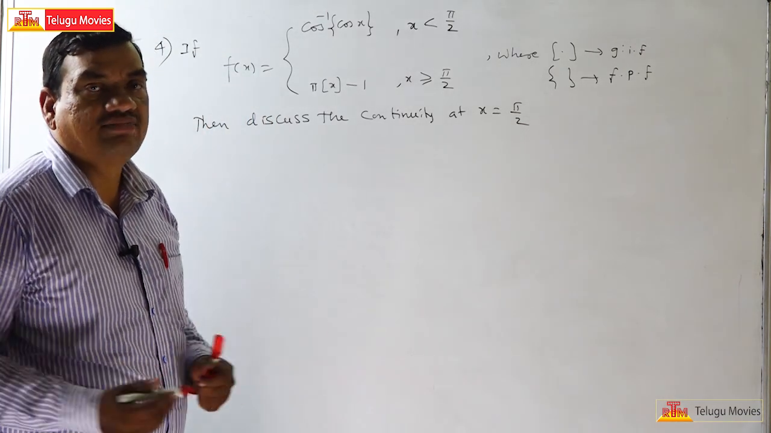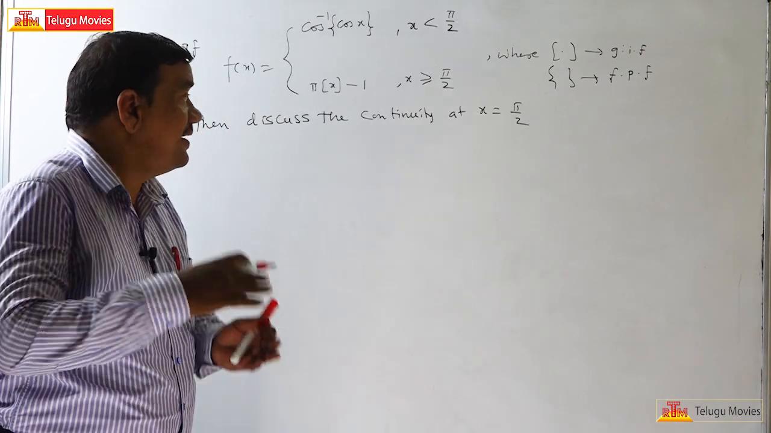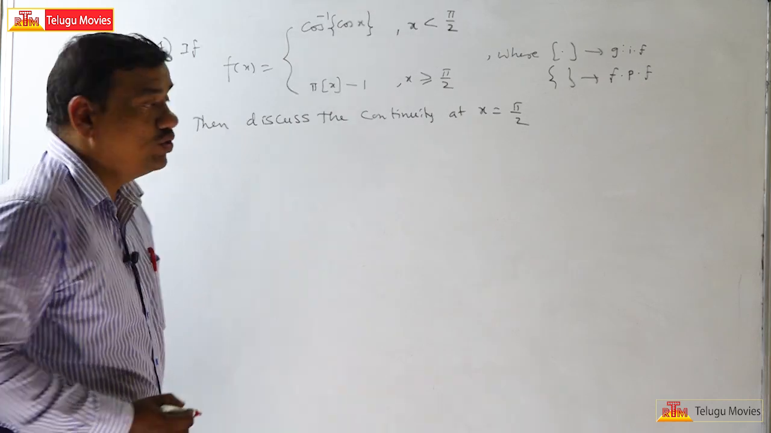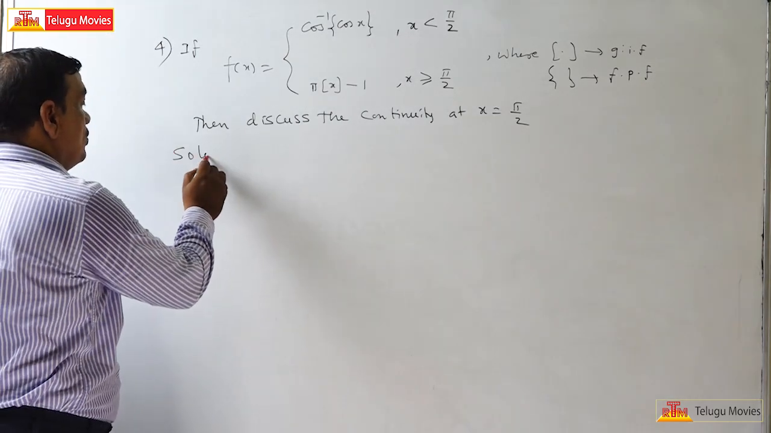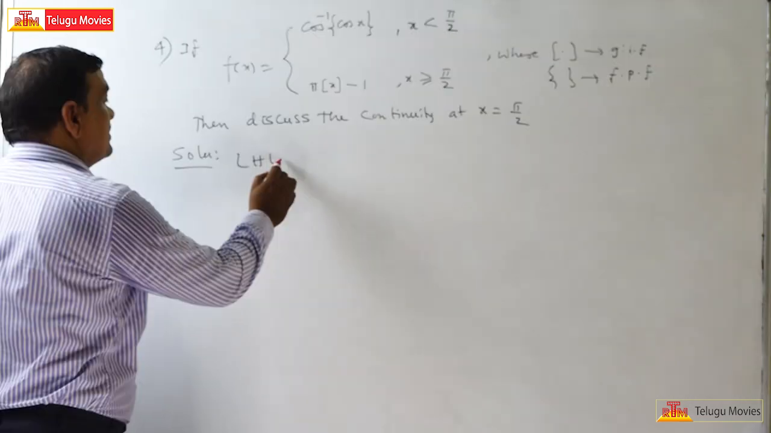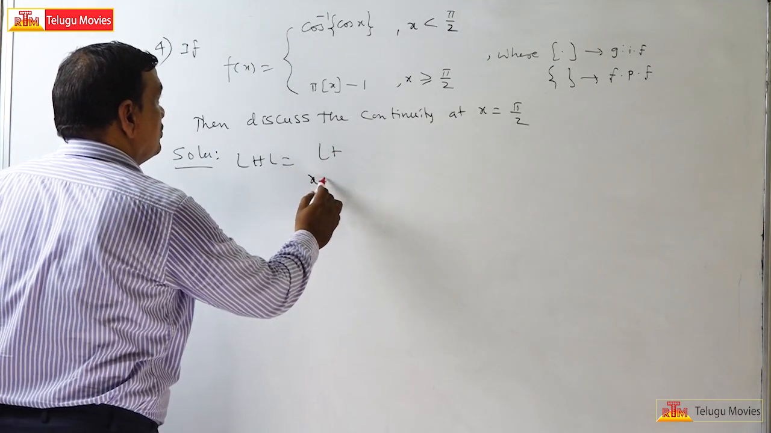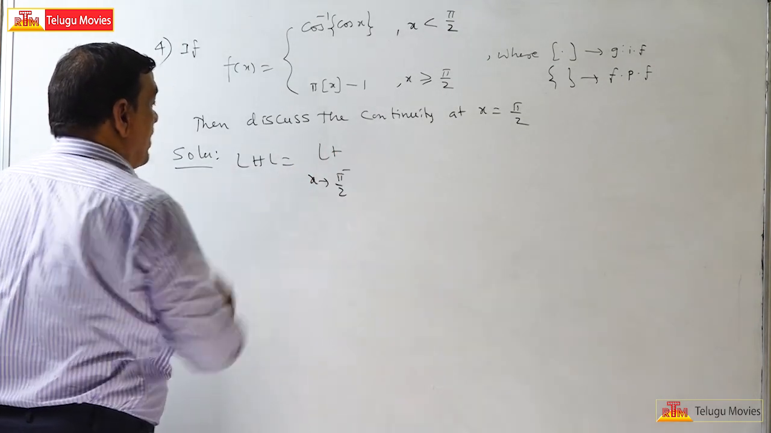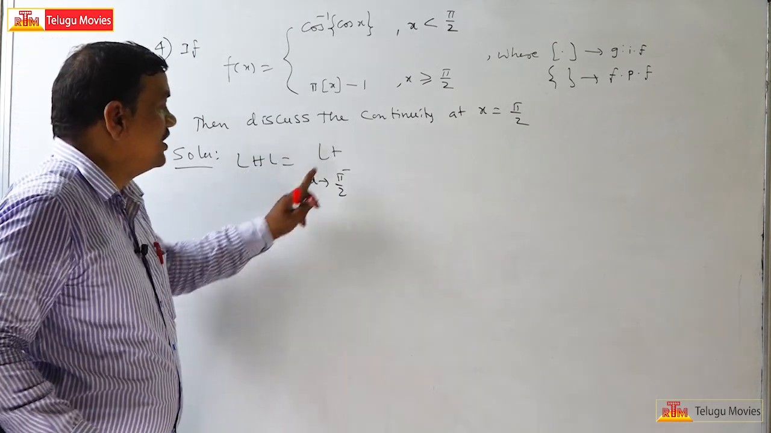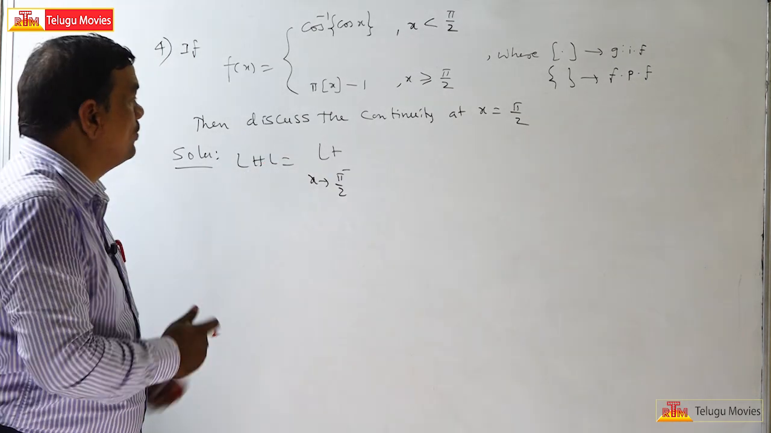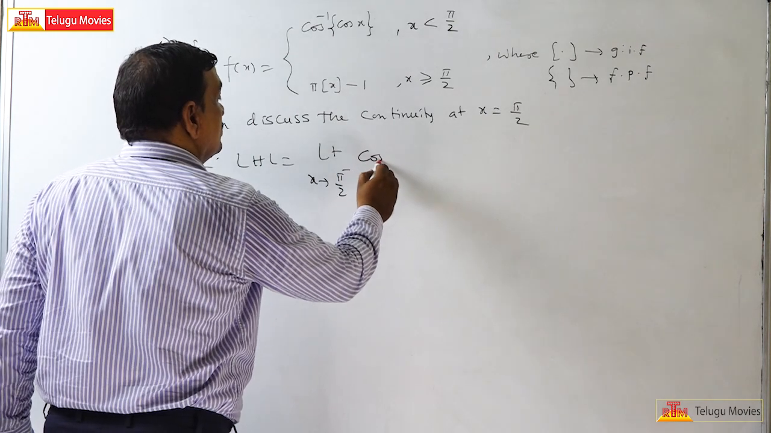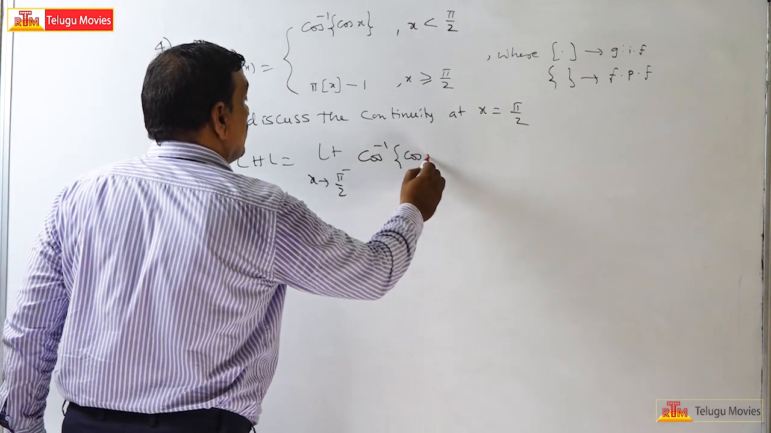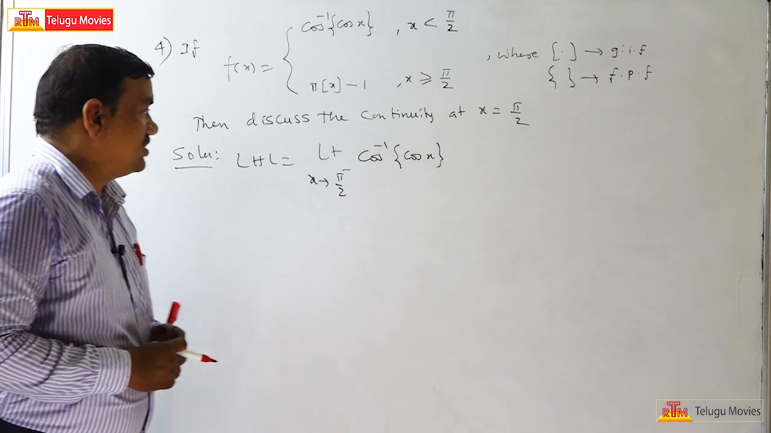Now let us find the left hand side limit and right hand side limit at x is equal to pi by 2. So let us take the solution. Left hand side limit: limit x tends to pi by 2 minus. So this is cos inverse of the fractional part of cos x.